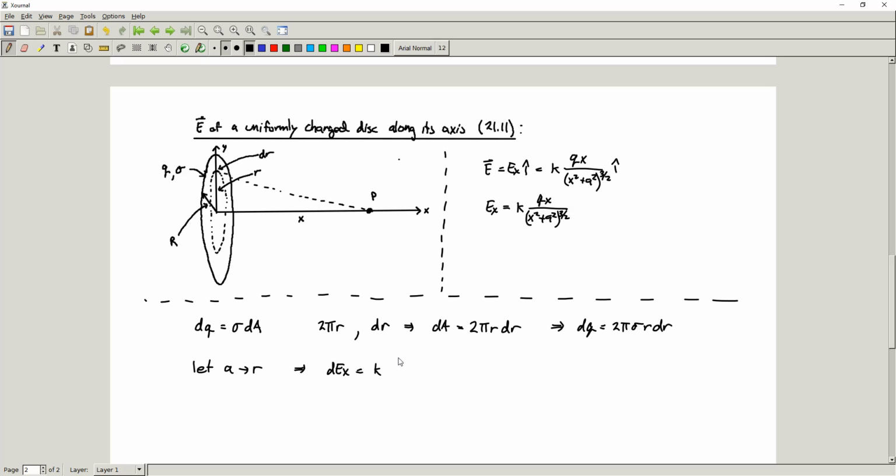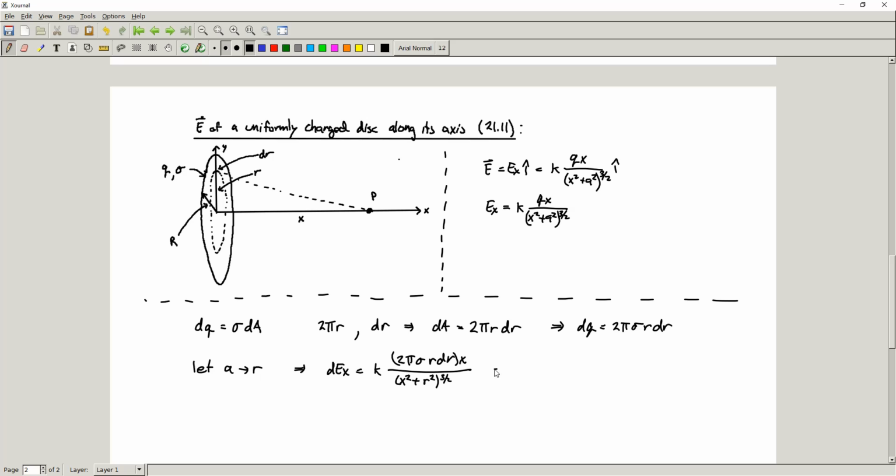And there's going to be a bunch of stuff on top. It's going to be 2 pi sigma r dr, and there's still a leftover x from before, and then in the basement we're going to have x squared plus what's now r squared to the 3 over 2. Okay, and so this is the expression that we really need to be integrating.